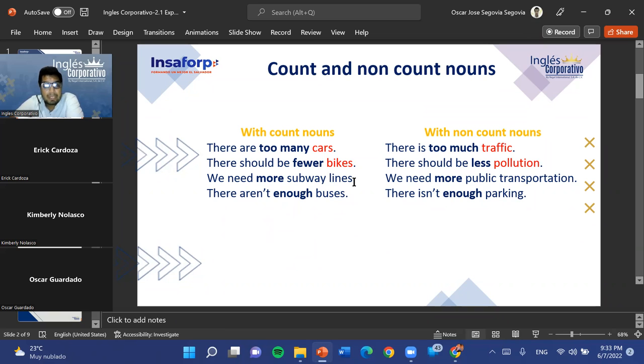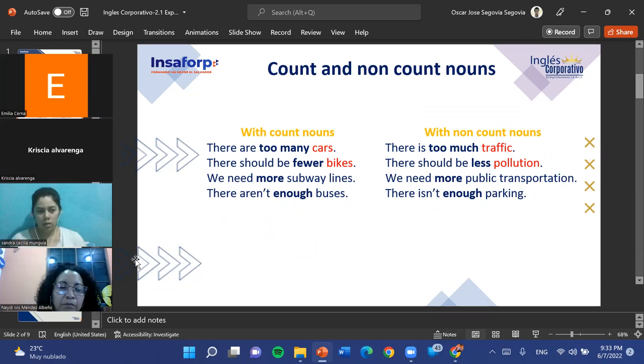But will paper be a countable or an uncountable noun? What do you guys think? Do you think paper is countable or uncountable? ¿Qué consideran ustedes? Paper, countable or uncountable?